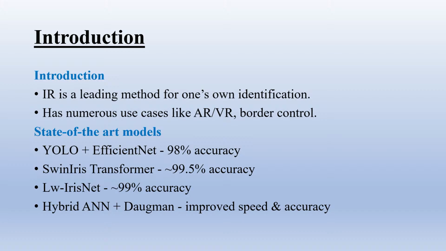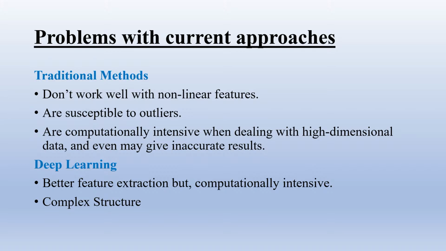So when there is progress, there are still some challenges. Let's look at what the challenges are. If we talk about the traditional methods, as we all know, the size, dimensions and volume of data are increasing day by day. Traditional methods do not work well with the current data we are obtaining. They are also susceptible to outliers, meaning if there is noise in the data, they won't give correct results or even fail to work. Also, they are computationally intensive.